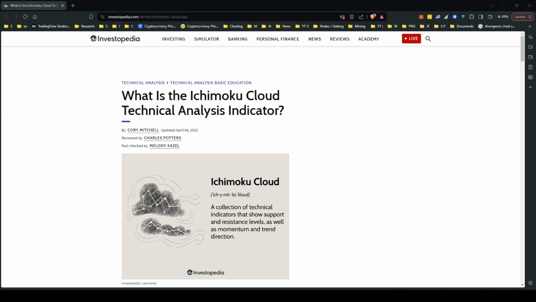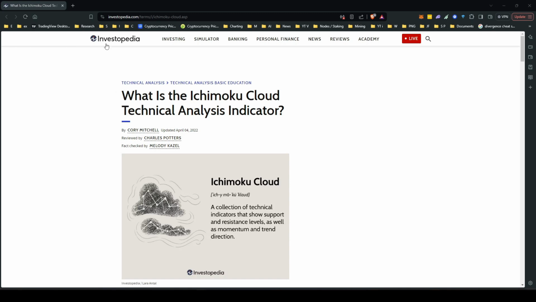The most powerful indicator, the secret weapon for trading crypto or stocks that can predict the potential price movement. But is it really worth all the hype? In today's video, we're going to unravel the mysteries of the Ichimoku Cloud indicator, its pros, its cons, and whether it can truly give you an edge in your trading.